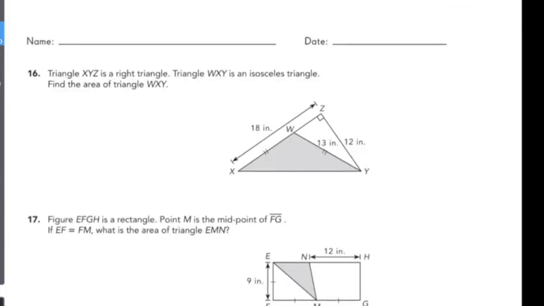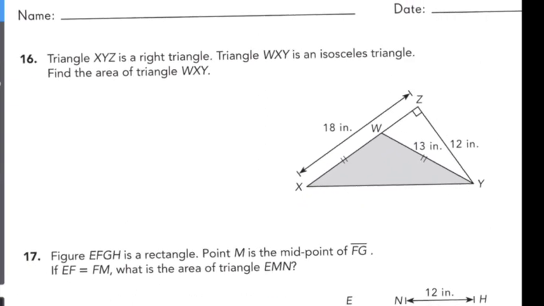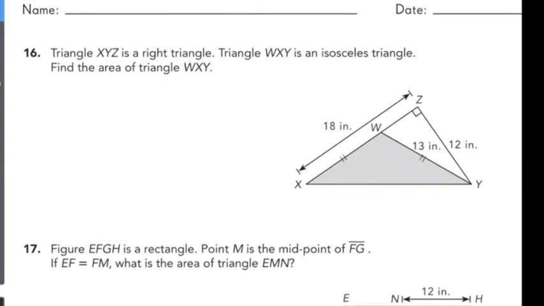All right, 16. What you need to know is that XWY is an isosceles triangle. That means that this side is equal to this side right here, so WX is equal to WY. And if WY is 13, WX has to be 13. That's very important because that's going to give me my base of the triangle.